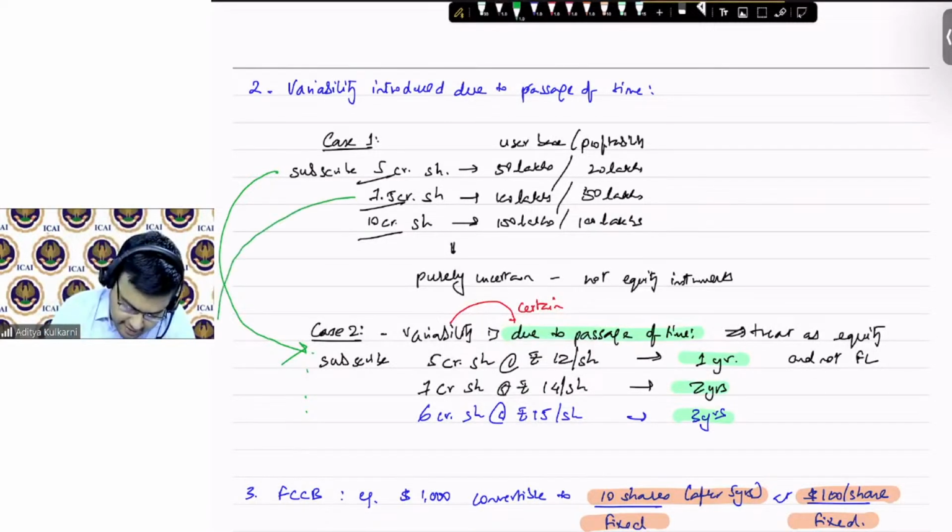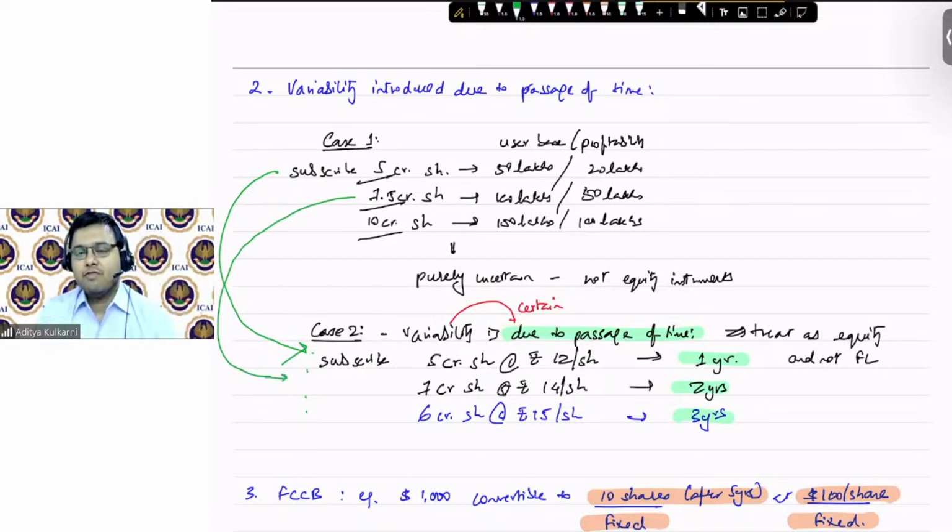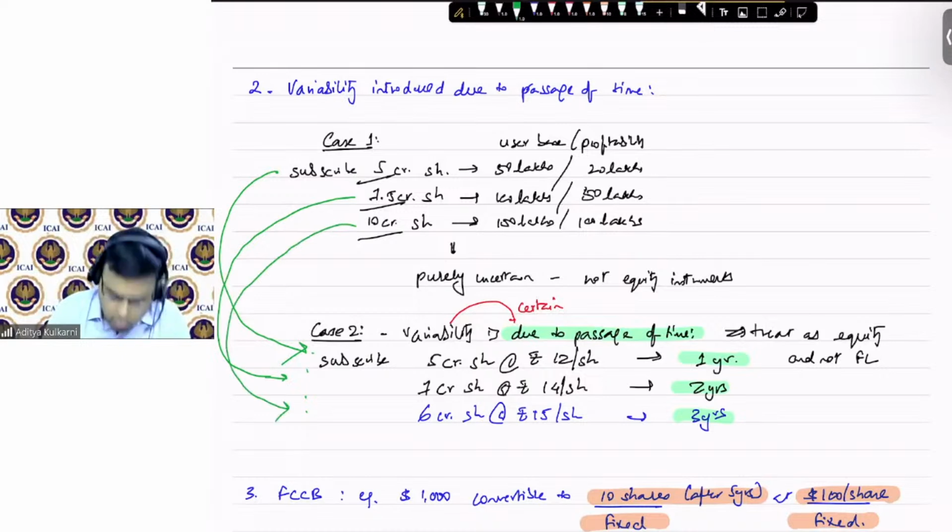I expect that this is touched in year 2, and therefore I give the variability in terms of passage of time in year 2. I expect this 10 crores in year 3. That means 150 lakh user base and 100 lakhs profitability. And therefore, instead of saying business movements, I will say that it is going to be based on passage of time. Why do you want to show it as a passage of time and not as a business requirement?